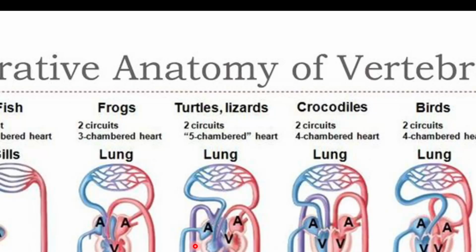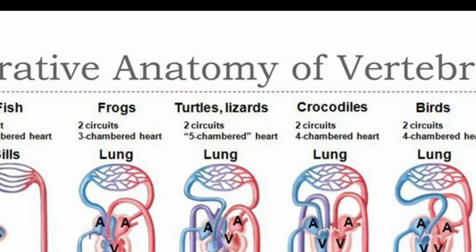Now let us see the phylogenetic tree of vertebrate phyla with a comparative anatomy of vertebrate hearts. These are the circulatory circuits for all the above mentioned vertebrates. The most primitive or simplest vertebrate has a two chambered heart, which is a fish. Fish has a single circuit, two chambered heart. Single circuit means there is only one circuit of blood circulation from the gills to the body and body to the heart, and then heart to the gills again, connected in one circuit.